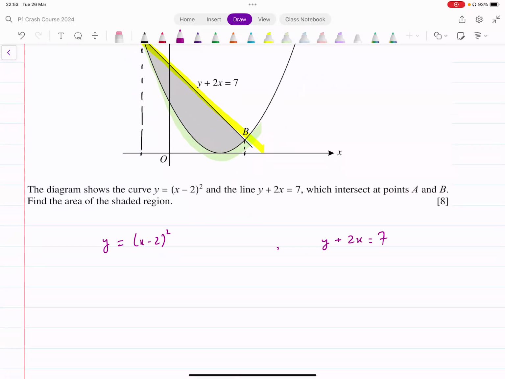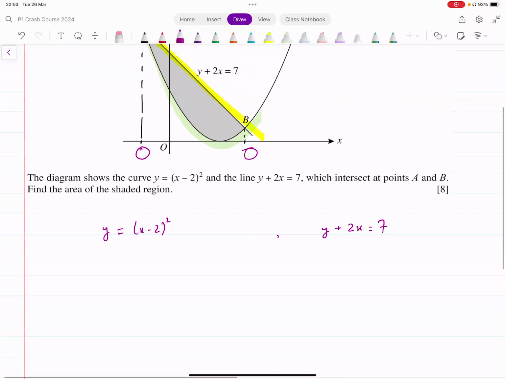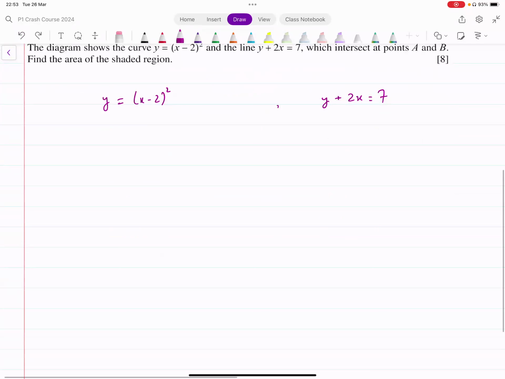We can just solve these two equations simultaneously to find the values of x here and here. Okay, so what do we do? We can make y the subject from the second equation as well, and that gives us y equals 7 minus 2x. Now we have y as the subject in both of them. We can equate them. So that gives us (x minus 2) whole squared equal to 7 minus 2x.